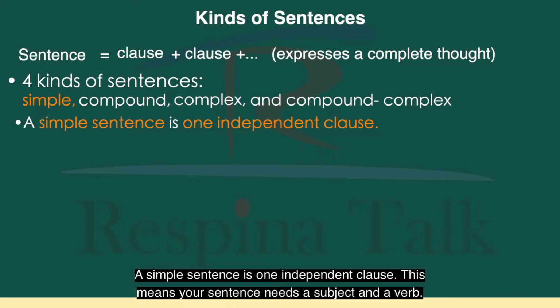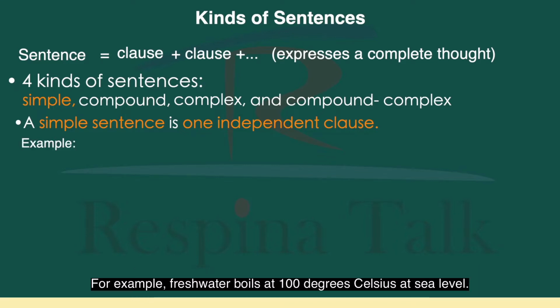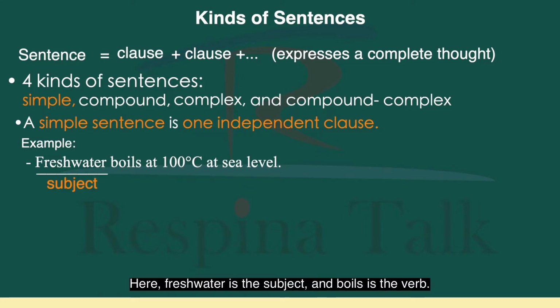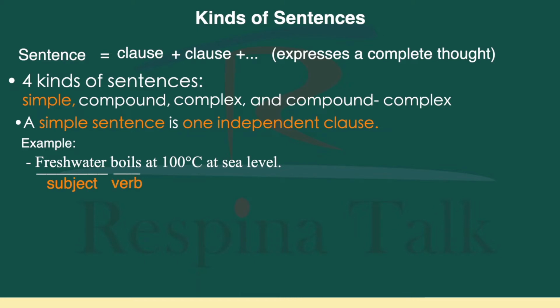A simple sentence is one independent clause. This means your sentence needs a subject and a verb. For example, fresh water boils at 100 degrees Celsius at sea level. Here, fresh water is the subject and boils is the verb. Look at these two examples now.